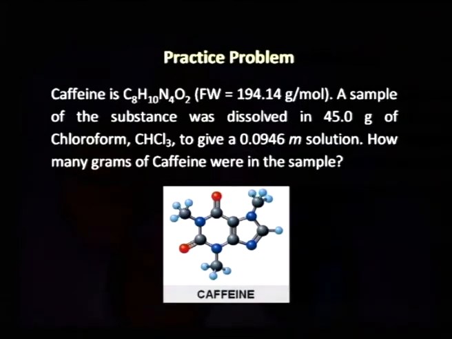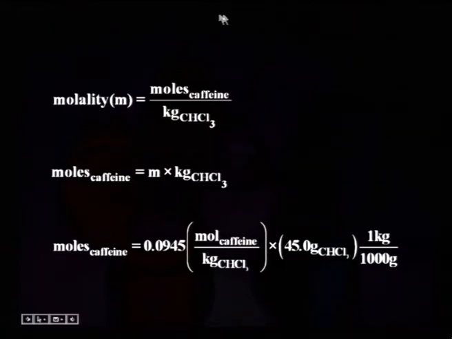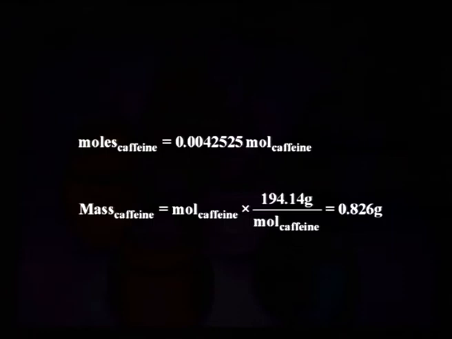There is another practice problem for you. Caffeine with molecular formula C8H10N4O2. A sample of the substance was dissolved in 45 grams of chloroform CHCl3 to give a 0.0946 molal solution. How many grams of caffeine were in the sample? Again, use the same formula. Molality is equal to moles of caffeine upon kg of chloroform, or moles of caffeine is equal to molality multiplied by kg of chloroform. Putting all the values, you will get the mass of caffeine equal to 0.826 grams.